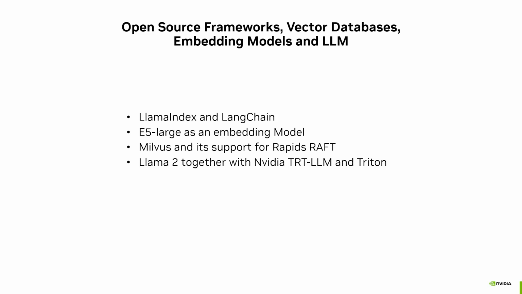We introduced you to Milvus and its support for NVIDIA RAPIDS RAFT, which stores, indexes, and manages massive volumes of embedding vectors. With GPU support, users can expect faster and more efficient vector data searches, ultimately improving productivity and performance. And we touched upon Meta's open source Llama 2 optimized by NVIDIA TRT LLM and served via NVIDIA's Triton Inference Server.